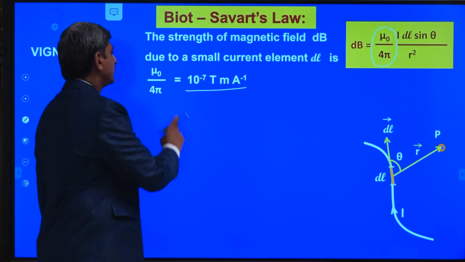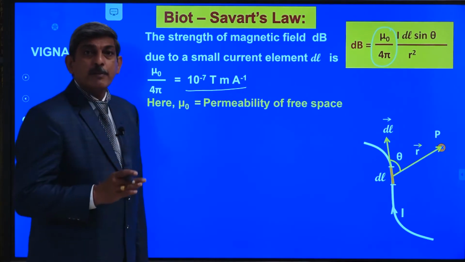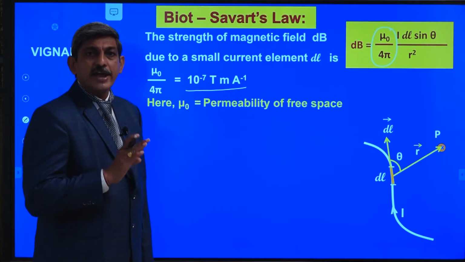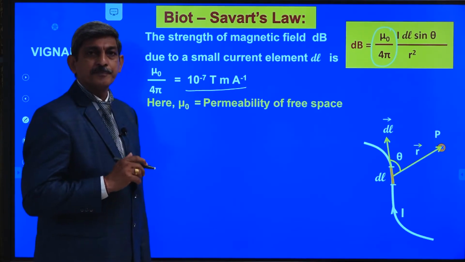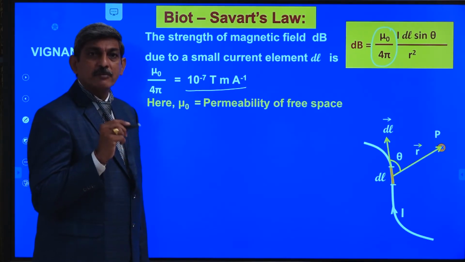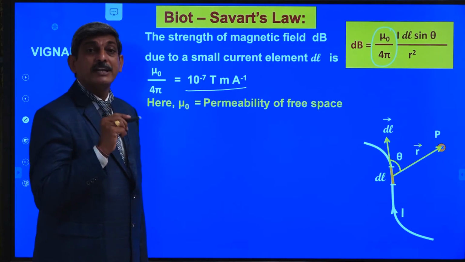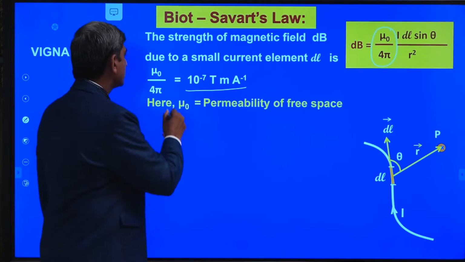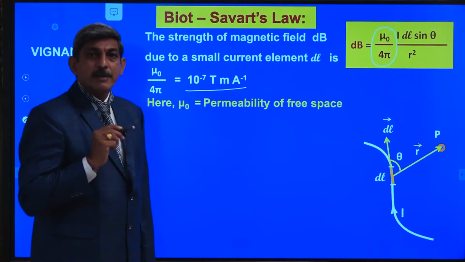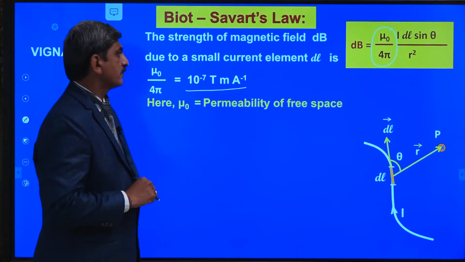In this, mu naught is the permeability of the free space or vacuum. In electrostatics, we studied one more quantity, that is the permittivity, which is represented by epsilon naught. This is the mu naught, which is the permeability of the free space.